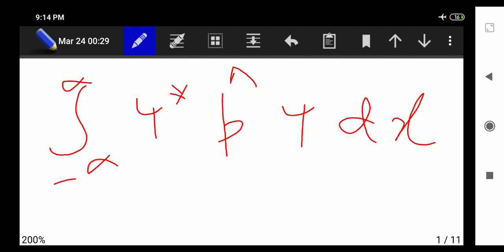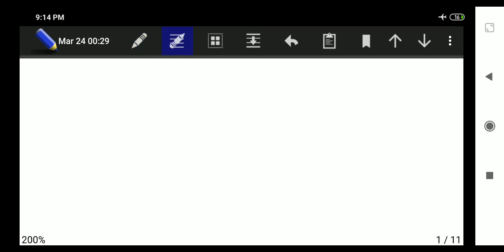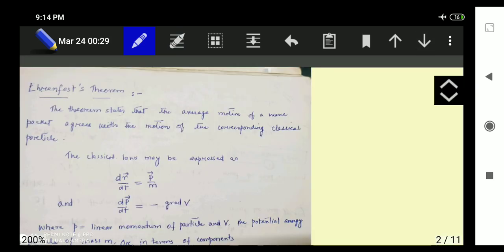Now we'll enter the Ehrenfest theorem. In the Ehrenfest theorem, what exactly are we going to talk about? I already did the calculations in my copy, so I'm just using their photos, one by one, sometimes half pages, and I'll try to explain each sentence or each step of the calculation. Let us first understand the theorem.